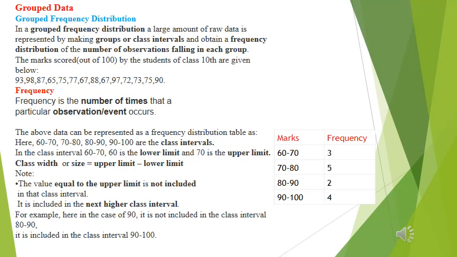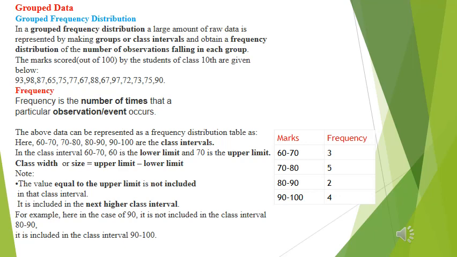Now students, let's see about grouped data. When we have a large amount of raw data, we have to represent that information in the form of grouped data. When we represent that data, we use class intervals, which means we group the given information, and among these we get the frequency. Frequency means the number of times that a particular observation or event occurs.